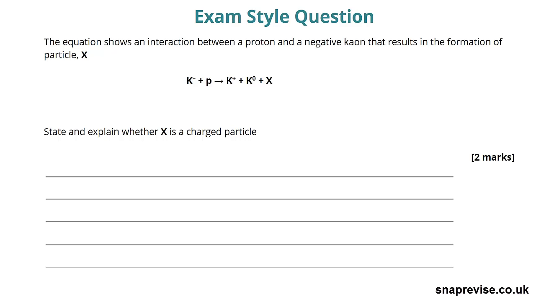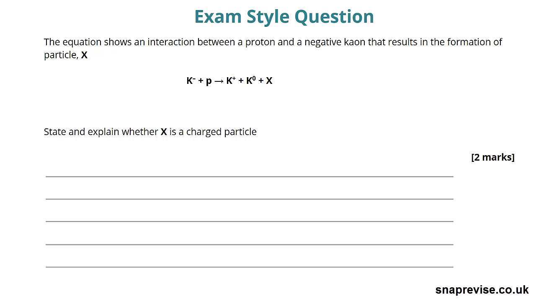So this exam style question begins by having us look at an interaction between a negative kaon and a proton, which creates a positive kaon, a neutral kaon, and some particle x. So that equation shows the interaction between a proton and a negative kaon that results in the formation of particle x. They'd like us to state and explain whether x is a charged particle. So how do we do that?